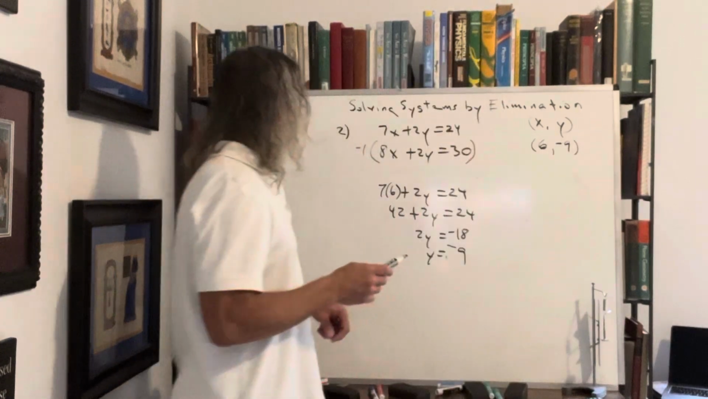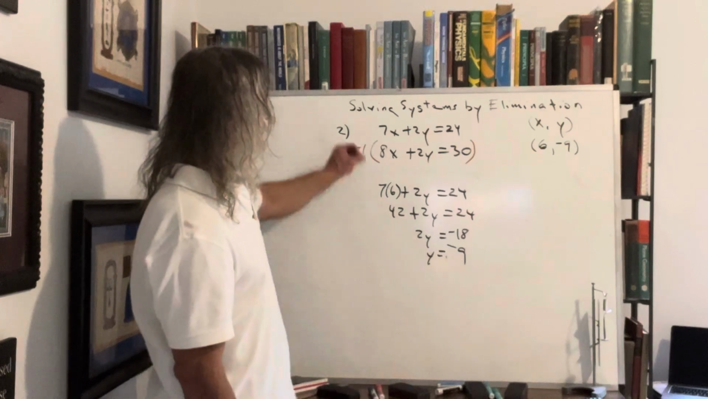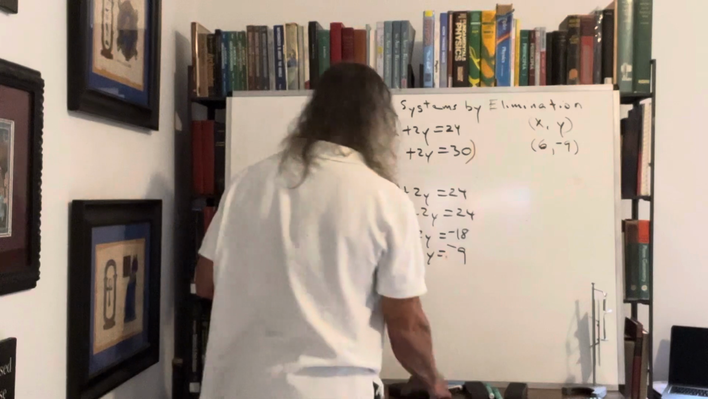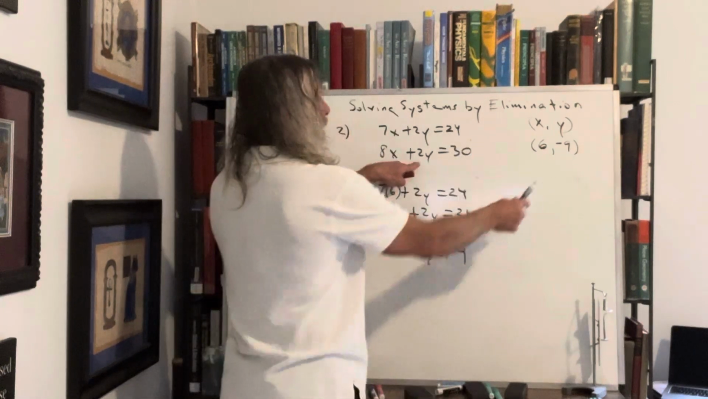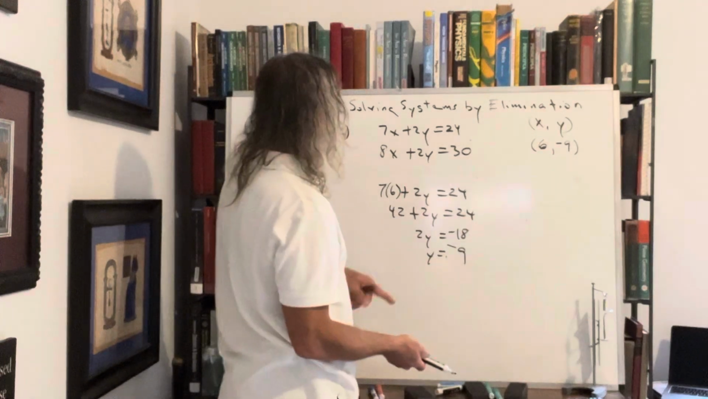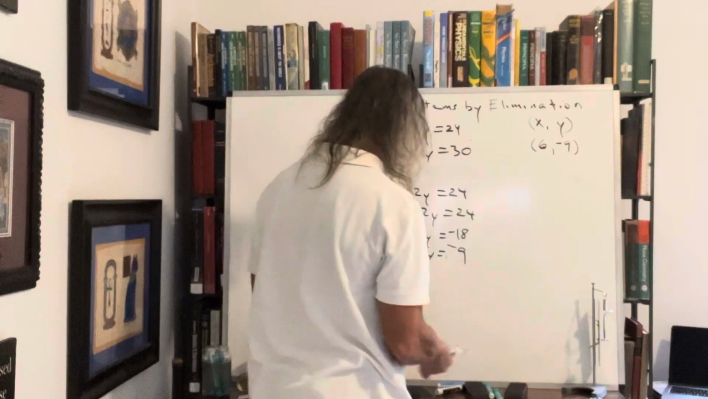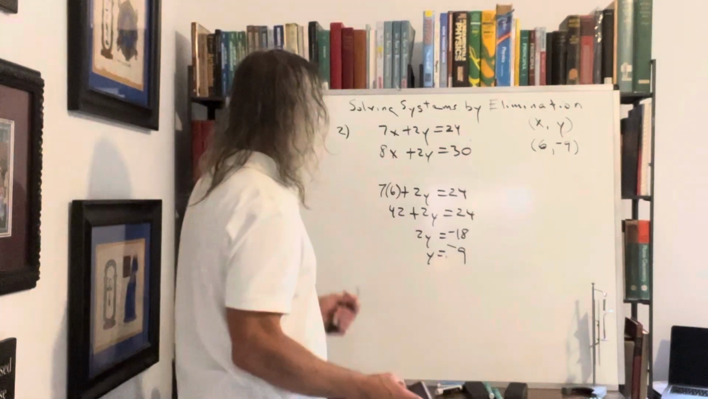So 6, -9. Then if we check in the other equation, make sure I did my mental math right. 6 times 8 is 48. 2 times -9 is -18. 48 plus -18 is 30. Check. So there's another one where we had to do a little bit more on our own.